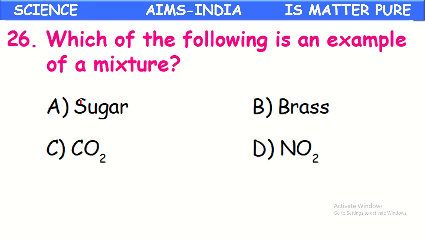Next, which of the following is an example of a mixture? Sugar is a compound. Carbon dioxide is also a compound. Nitrogen dioxide is also a compound. Brass, we know, is an alloy of copper and zinc. Two metals are mixed, so we can say it is a mixture. The remaining three are compounds.